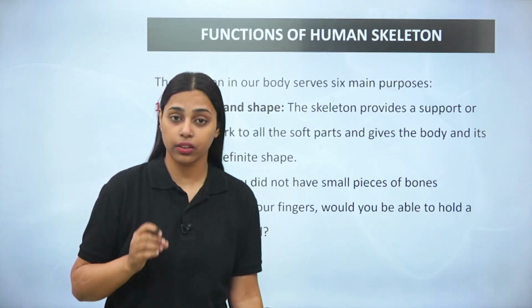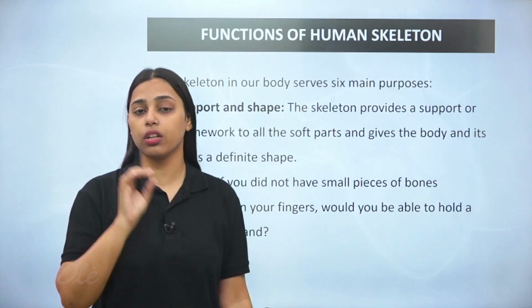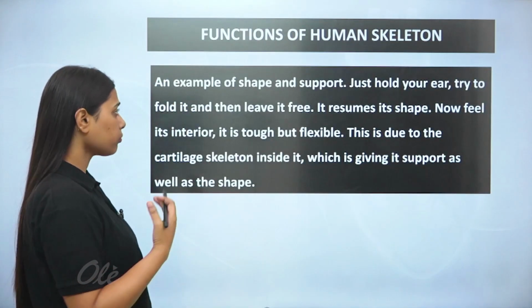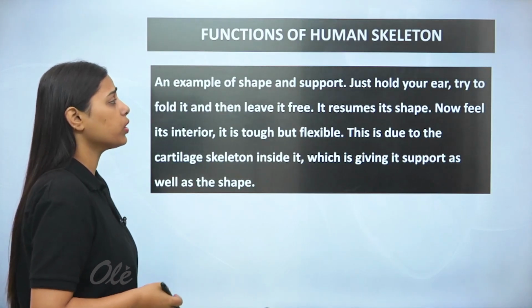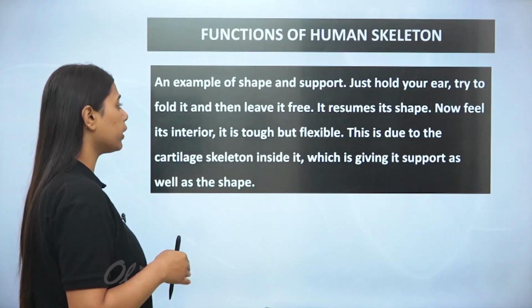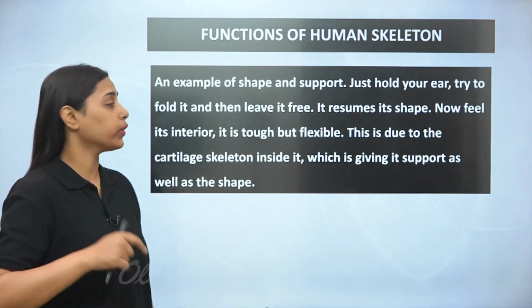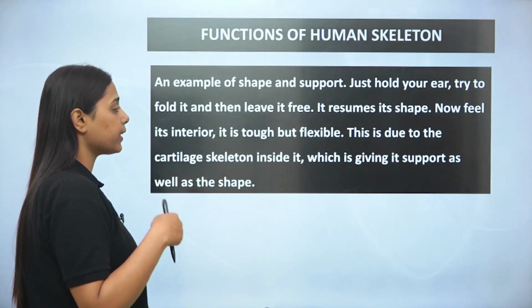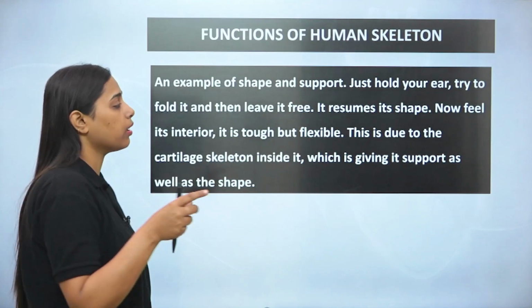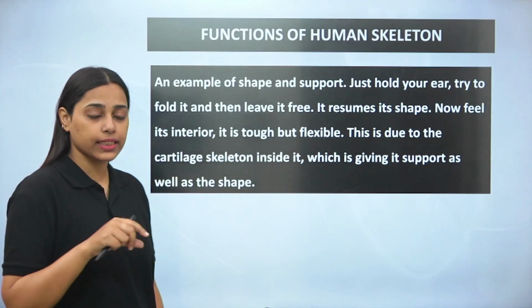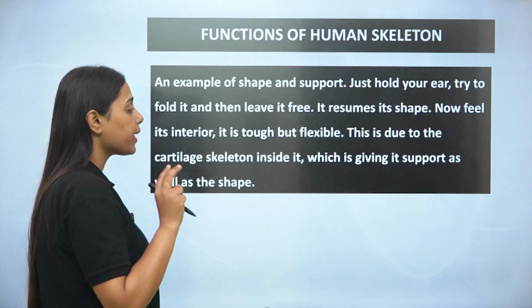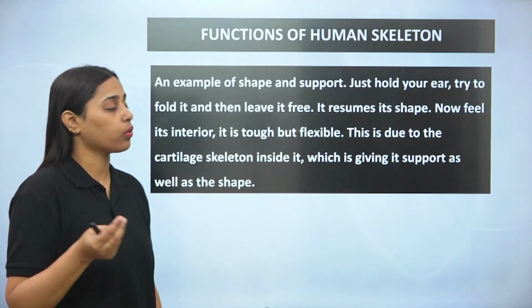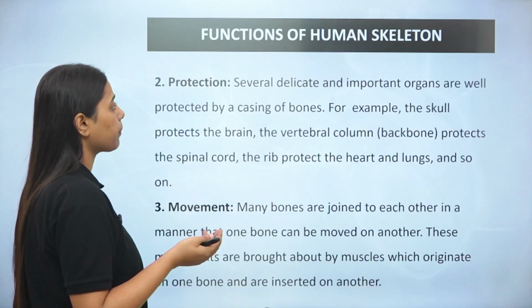Everything has a single role. Every single bone, small or large, has a role in our body. An example of shape and support: just hold your ear, try to fold it and then leave it free. You can do it for yourself. It resumes its shape. Now feel its interior. It's tough but it is flexible. This is because of the cartilage skeleton, which is a soft bone inside it, giving it support as well as shape. This is just one example mentioned here.